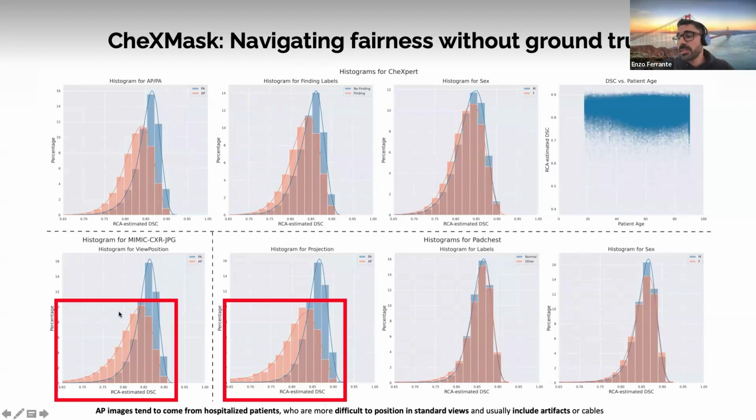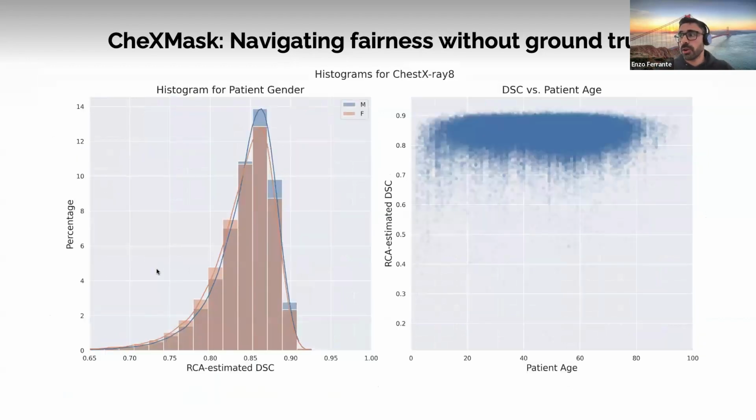So the patients from AP are much more difficult, okay, because they are not a standardized view. They have a lot of stuff on top. So it's likely that the model will fail more. And so this is one of the images that we illustrate here. It was not sex, sorry. It was not even age. It was mostly related to the view position in which the image is taken, what was dictating whether the quality of the prediction was larger or not.